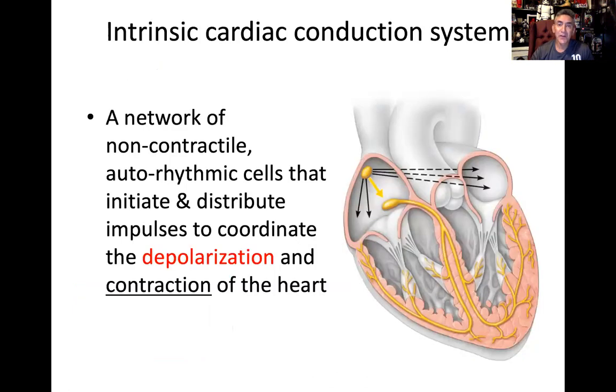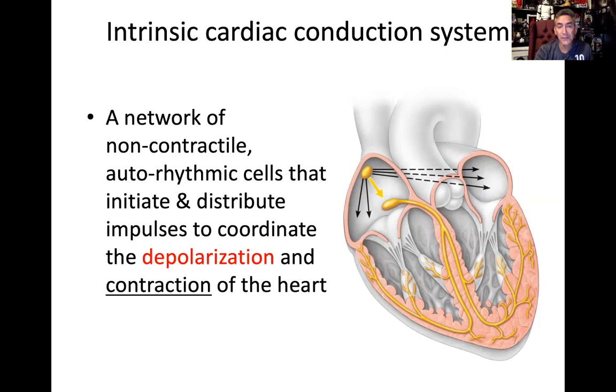So when we talk about these autorhythmic cells, we start to discuss the intrinsic cardiac conduction system. This network of non-contractile cells, this is important. We talk about cardiac cells being made of myocardium. Myocardium contracts. Well, these are different. These are non-contractile. They can depolarize. Think of them like the wires in your house. They're going to conduct electrical signal, but they're not going to actually contract. They're just vessels, tubes, pipes for electrical conduction.